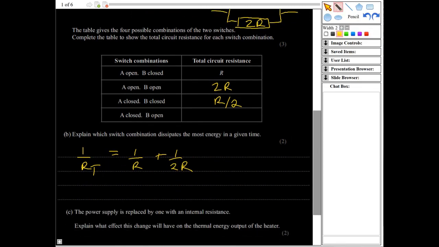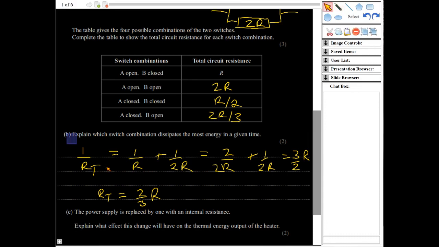So in this case, I would need to make the fractions so they're both over 2R. So I'd have, not 1, I'd have 2 over 2R plus 1 over 2R. So that would be 3 over 2R. So that's 1 over R total. So then when R total was worked out, it would be 2 over 3R. So this one would be 2R over 3.